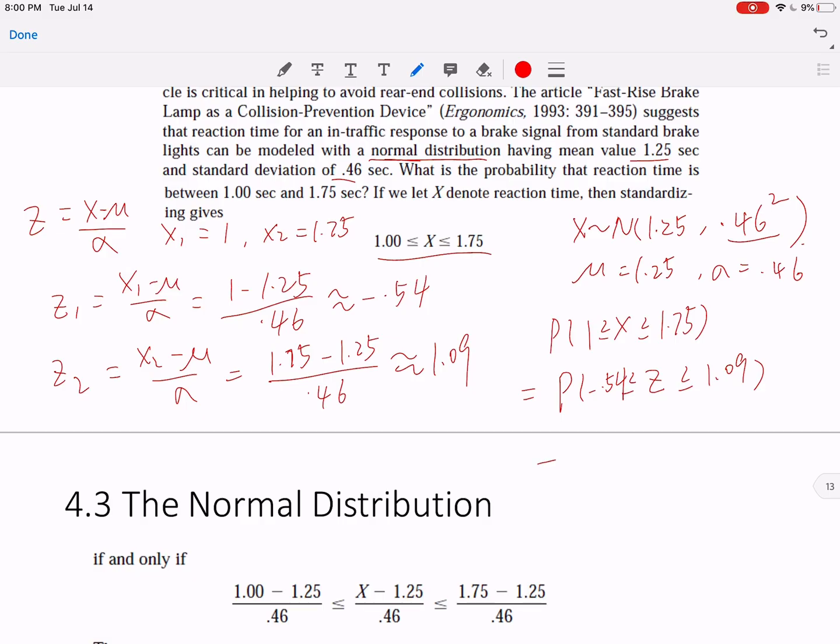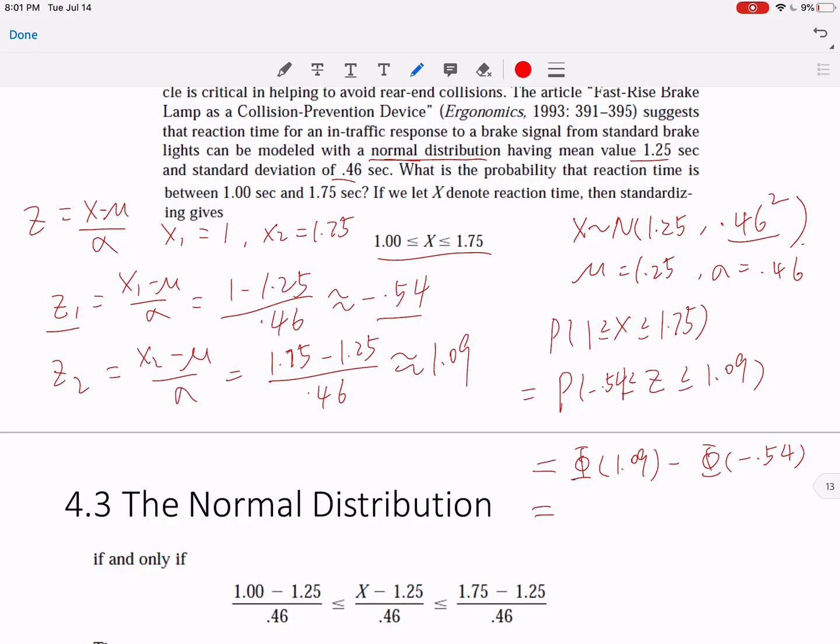Right? Because we have done the standardization already, and this would be equal to phi of 1.09 minus phi of negative 0.54. Which means this is equal to the area to the left of 1.09 in the z table minus the area to the left of negative 0.54 in the z table. Now let's take a look at how to find those two numbers.